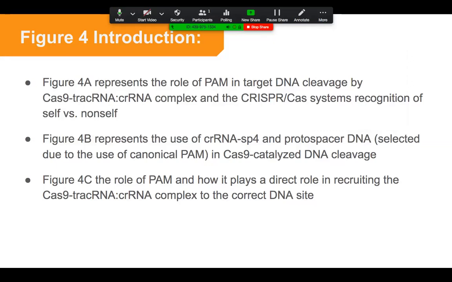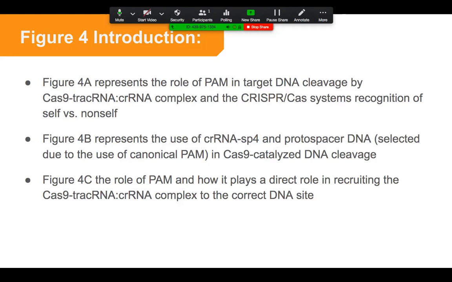In my figure there are 3 parts, A, B, and C, so I want to just dive into what each of those represents. Figure 4A represents the role of PAM, which is a protospacer adjacent motif, in target DNA cleavage by the Cas9 tracrRNA-crRNA complex and the CRISPR-Cas system's recognition of self versus non-self. The role of PAM in target DNA cleavage, we found that it was particularly sensitive to one of the strands of DNA. And in the CRISPR-Cas system, the recognition of self versus non-self involves a short sequence in PAM, which is essential for protospacer plasmid DNA elimination.